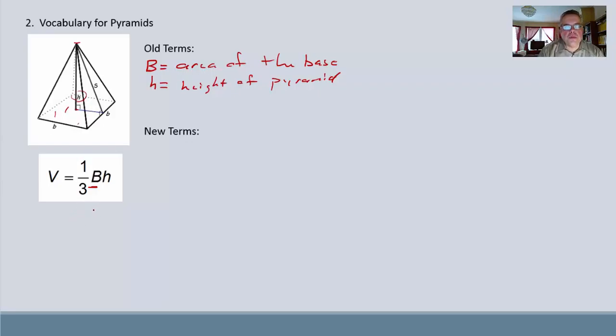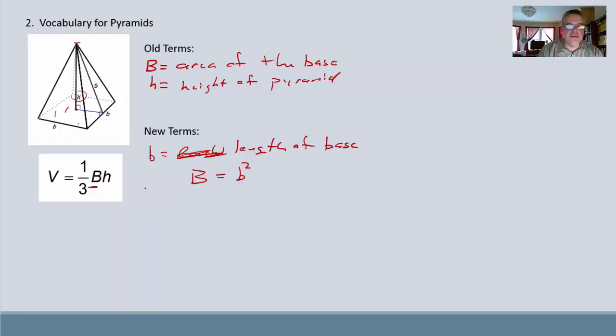Now, there are 2 new terms we want to introduce. The first is lowercase b. Little b is the length of the side, especially if it's a square pyramid. So in this problem, we're going to be talking about a square pyramid. So b equals the length of the base. So capital B, which is the area, would be little b squared. Little b is the length here, and b times b would be the area of the base. So that's the relationship between capital B, the area of the base, and little b, the length of the side.